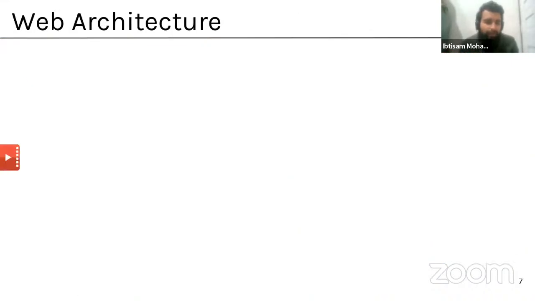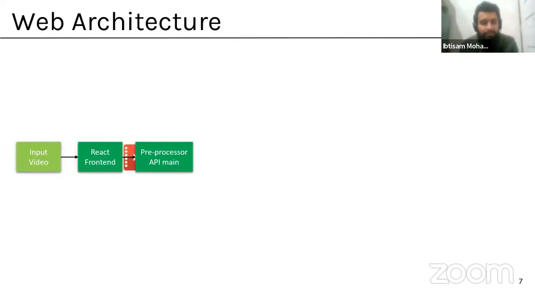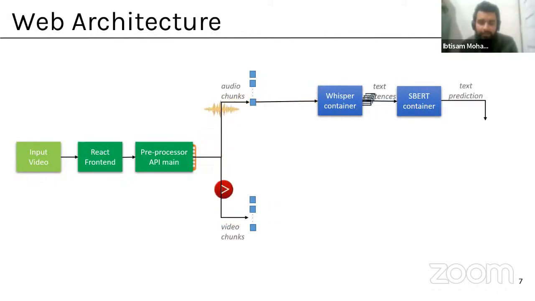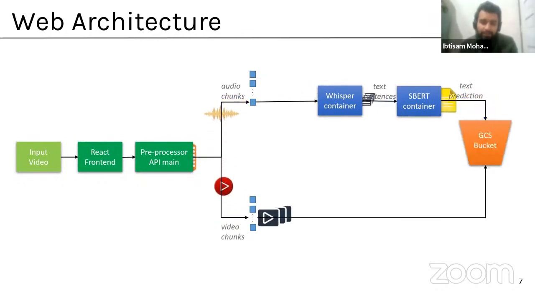The web architecture: the user uploads a video into the front end, and the front end sends it to the preprocessor API. The API splits it into two chunks, the audio and the video chunks. The audio chunks are read by the Whisper container, which generates text chunks. These text chunks are read by the SBERT container, and it generates the analysis. These analyses are sent to the GCS bucket.